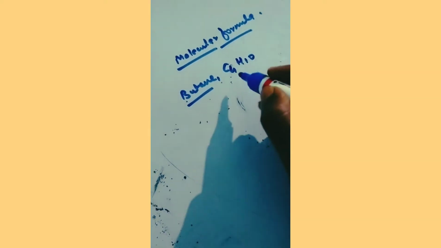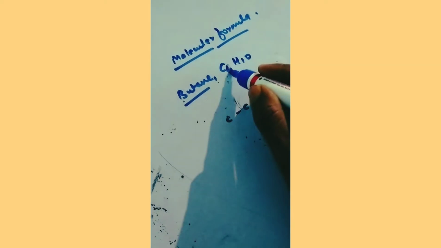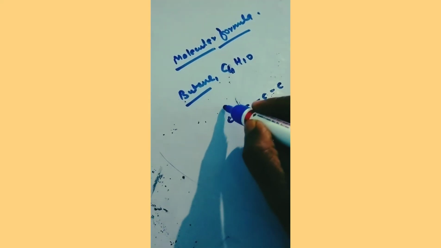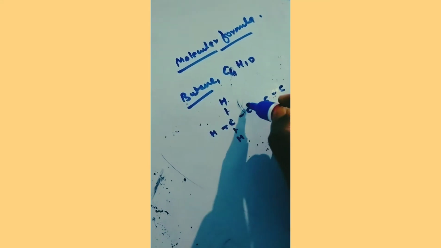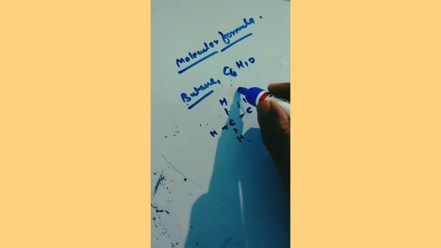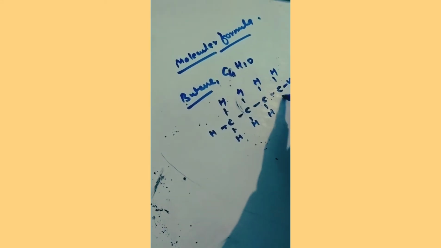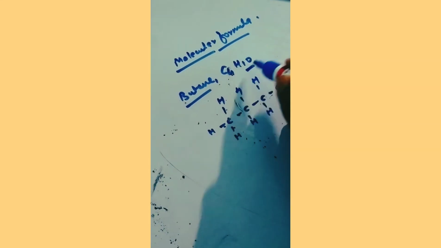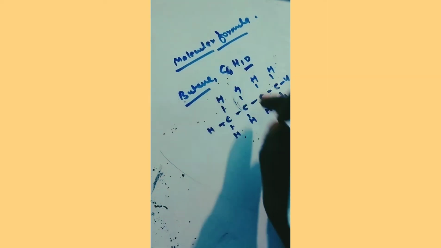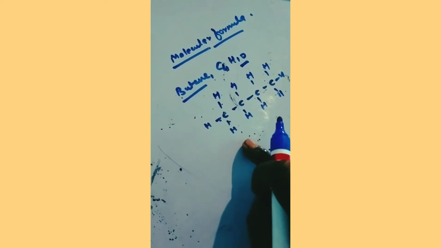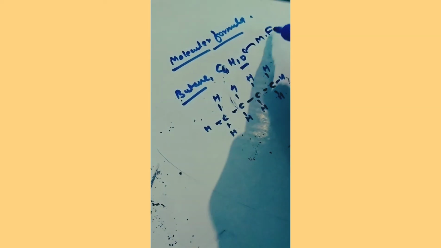So first of all, if you draw the structure, you will draw the 4 carbon, because 4 carbon is here, and 10 hydrogen is there. Carbon has 4 valency, 1 2 3 4, this carbon will be fulfilled by 4, and this carbon also will be fulfilled by 4. If you count this hydrogen, this will be the 10 hydrogen. So you can draw this type of structure. This is the molecular formula of butane.